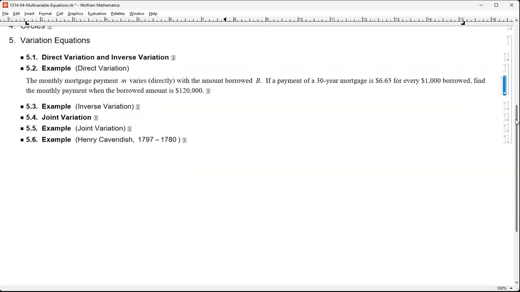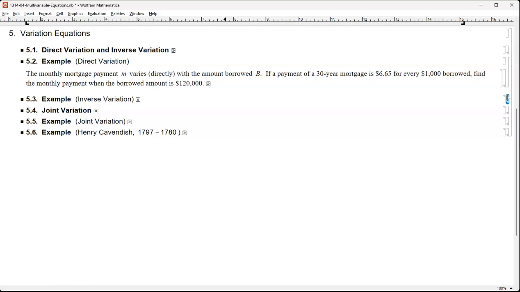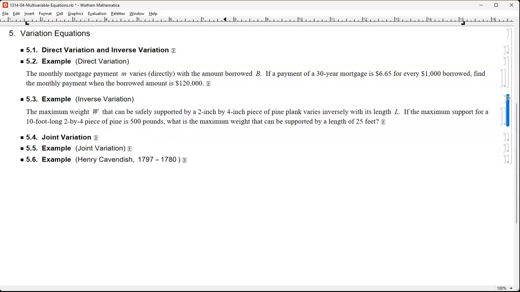Now, how about an example on inverse variation? The maximum weight W that can be safely supported by a 2-inch by 4-inch piece of pine plank varies inversely with its length L. So the longer the plank, putting some weight in the middle, the more easily it'll break. So the longer the length, the less strong it is.